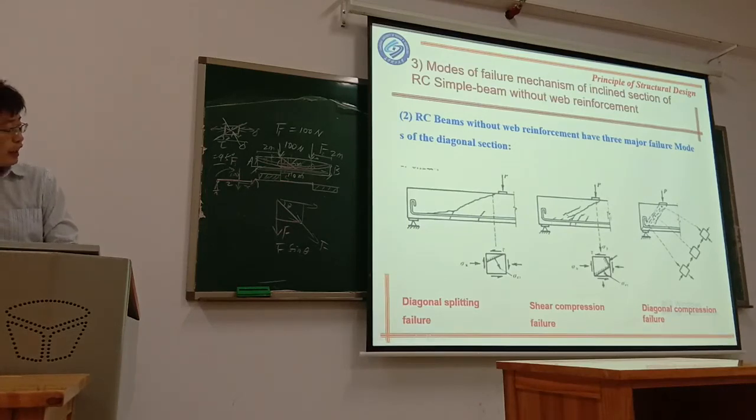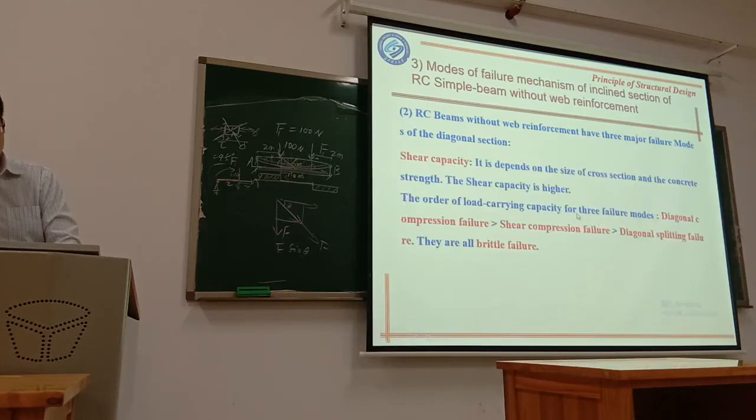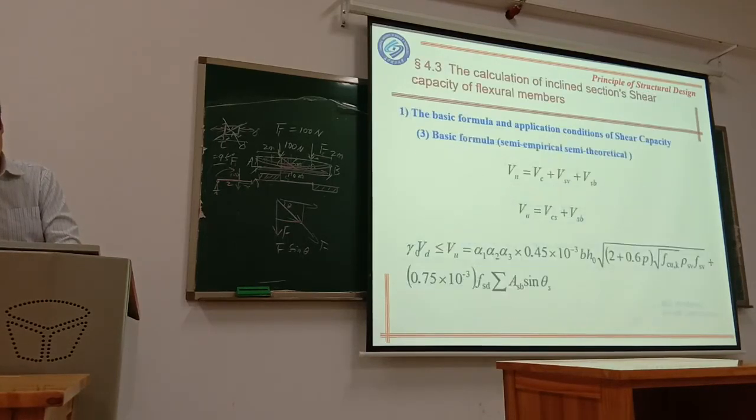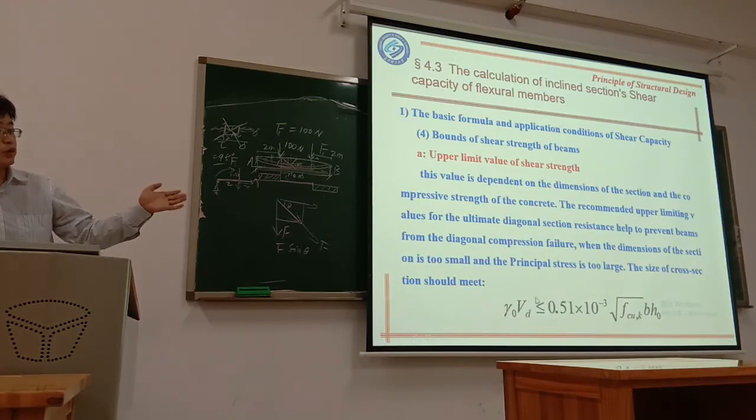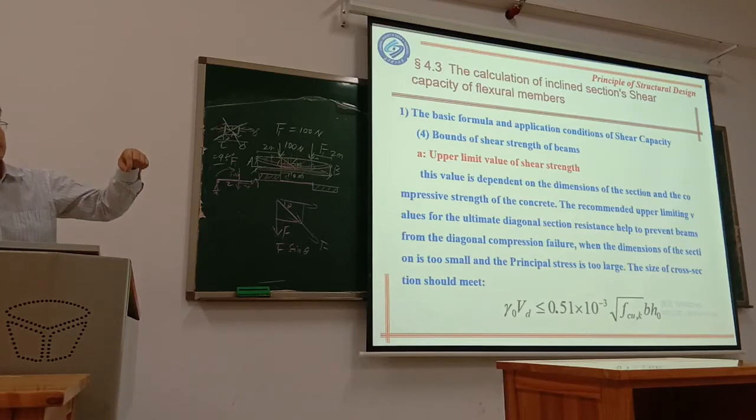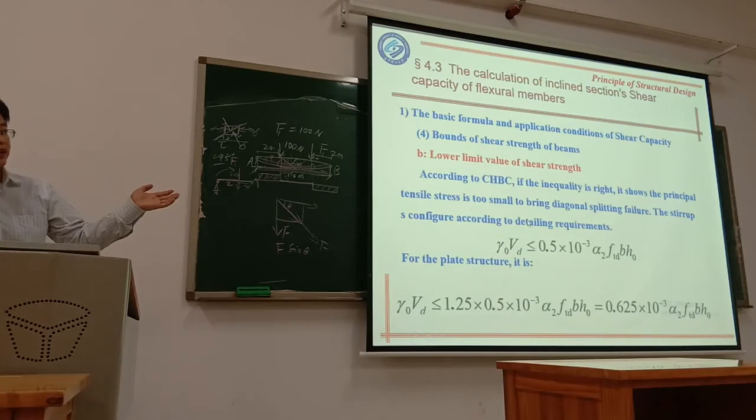So for the design of this inclined section, we normally use this one, based on this failure mode. This equation is based on the shear compression failure mode. So these two upper limits are to prevent your structure from failing like the compression failure mode. And this lower limit prevents your structure from failing like the splitting failure mode.